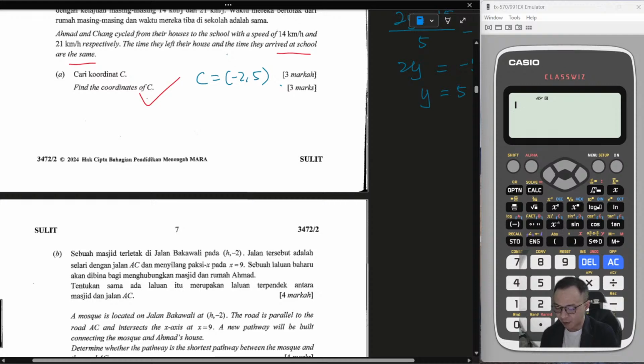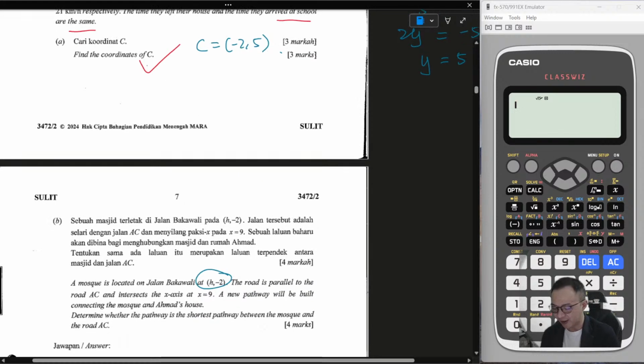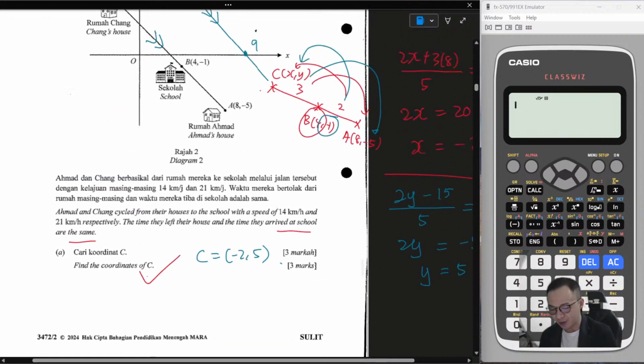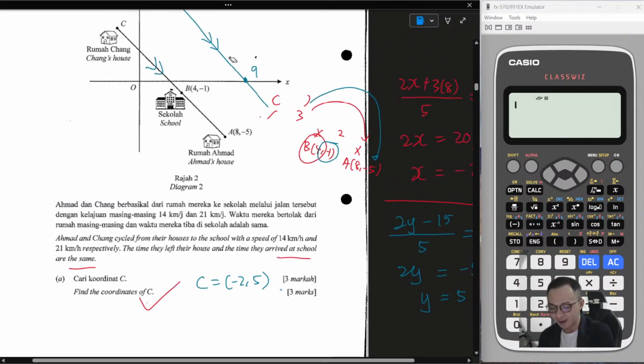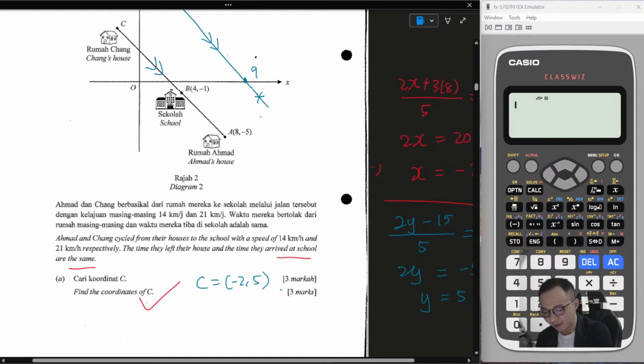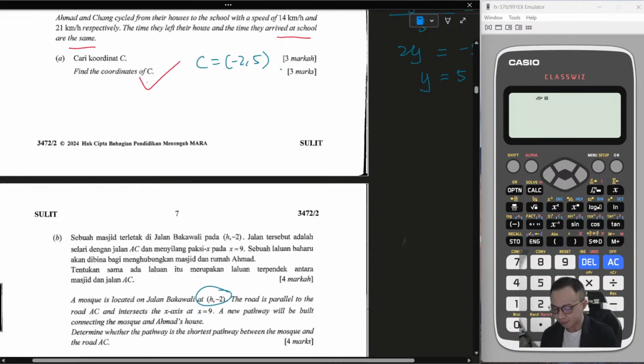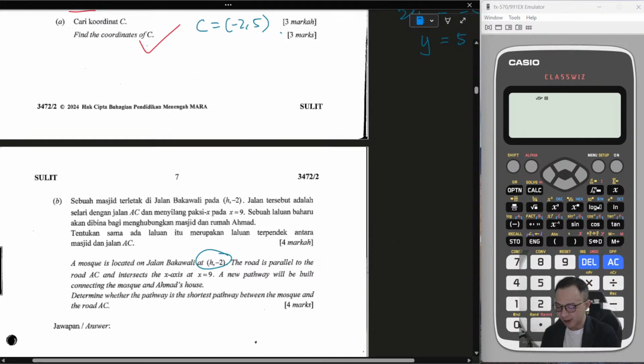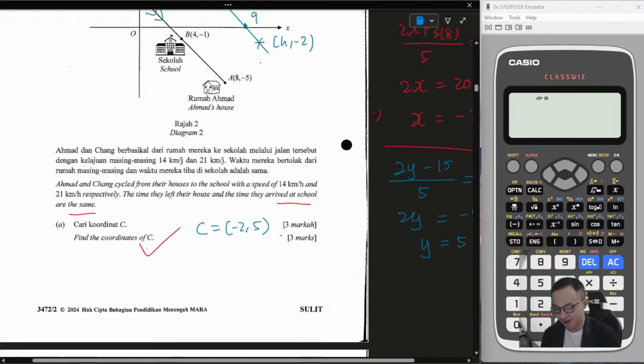And then the moat is actually at this coordinate h, negative 2. So a new path will be built connecting the moat and the Ahmad house. So we have some coordinate h here. So assume maybe somewhere h at negative 2. Then the question says determine whether the pathway is the shortest pathway between the moat and the Ahmad house. Between the moat and the route AC.